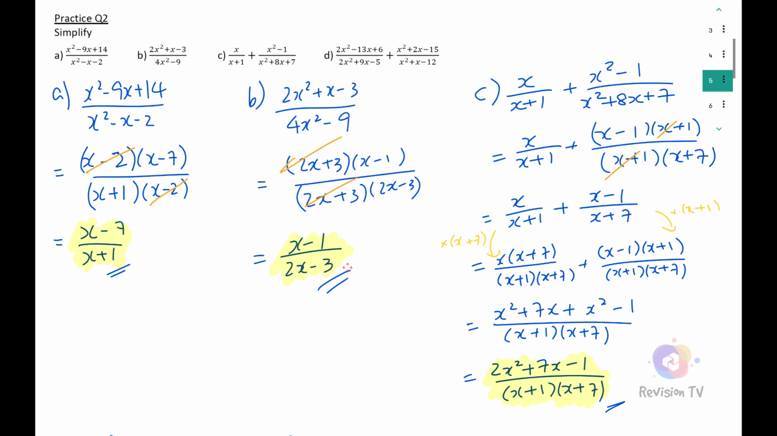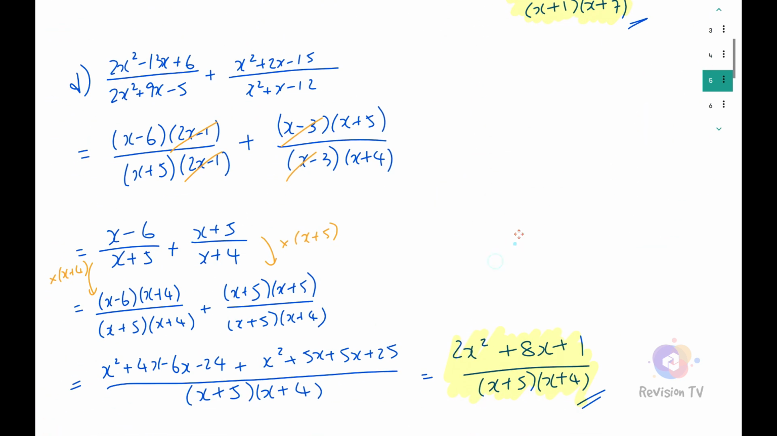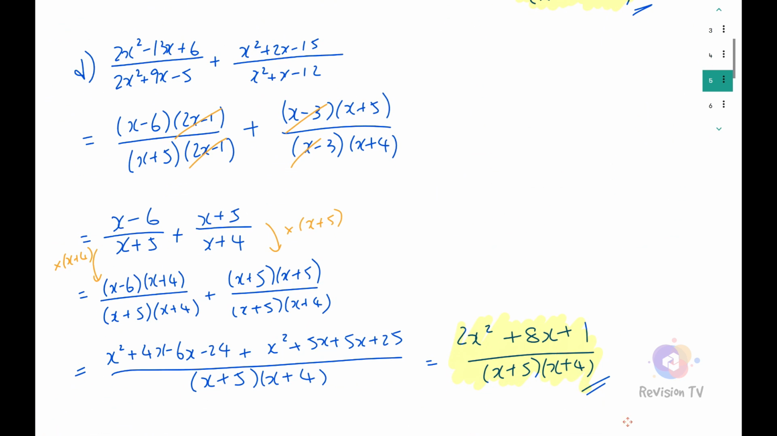Here are the answers. Now I've skipped the factorizing part of the quadratics. For example, question B, I did not show you how to factorize 2x squared plus x minus 3. Again, if you need help on factorizing, please refer back to the previous video about factorizing harder quadratics. Okay, so here's the highlighted answer you can check. And question D, that's the final answer.